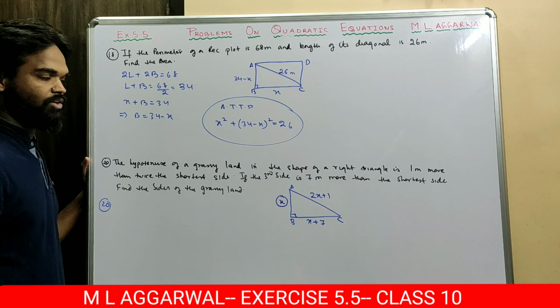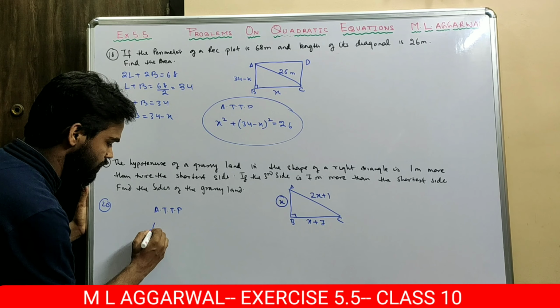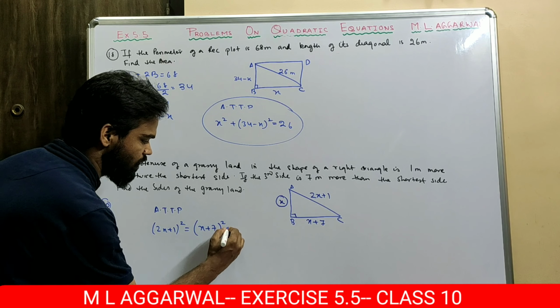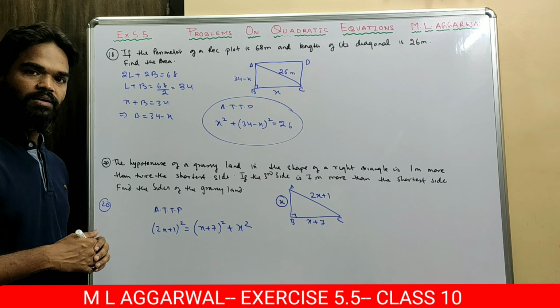Again, we can use Pythagoras theorem, which means, according to the problem, can I write the hypotenuse square equals to the base square plus perpendicular square? Clear? Now let us look at the next sum.